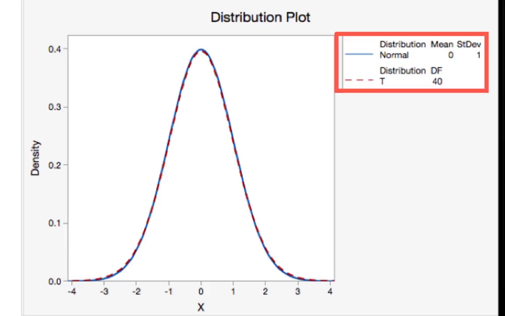the t-distribution becomes closer to the normal distribution. So here with 40 degrees of freedom, we can see that the t-distribution is almost right on top of that z-distribution.